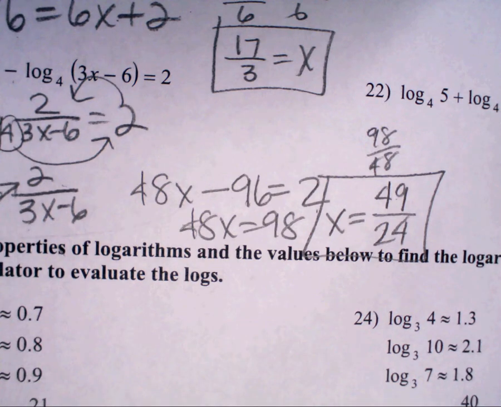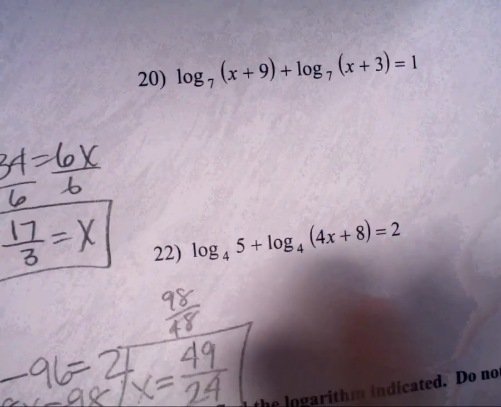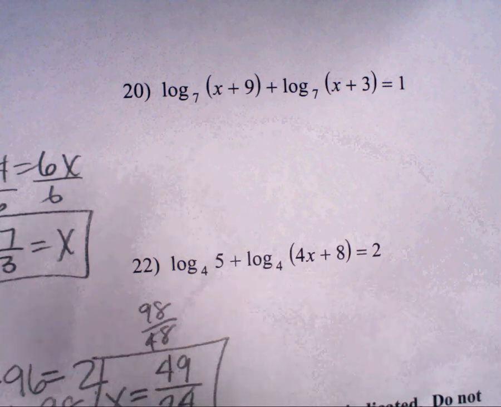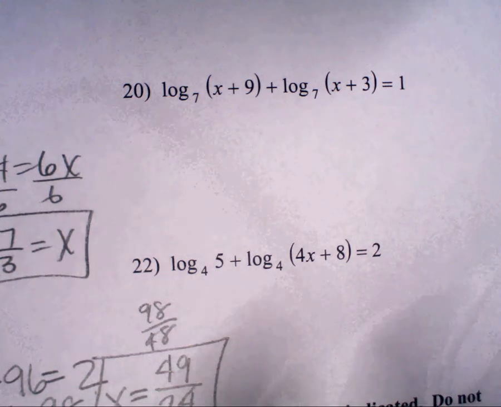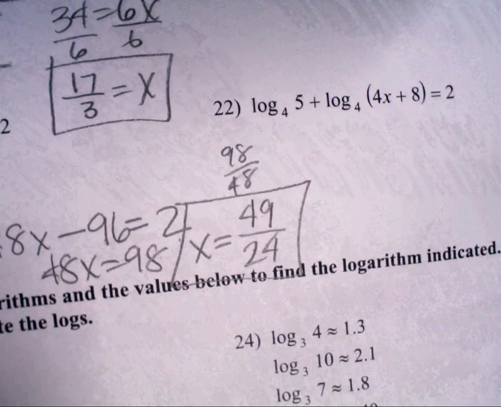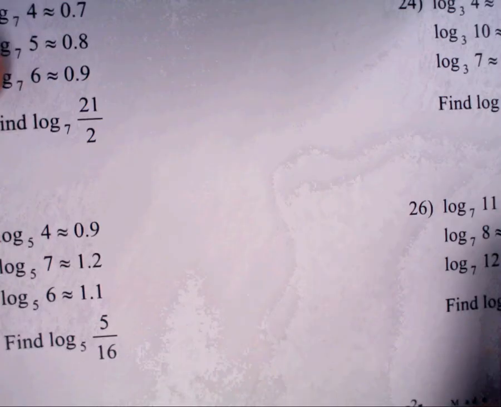Alright, so let's look at number 25. The one thing up here, there are no problems that have all logs. When you have all logs, once you combine them to have one log on each side, then you just drop the logs and solve. So, okay, 25.